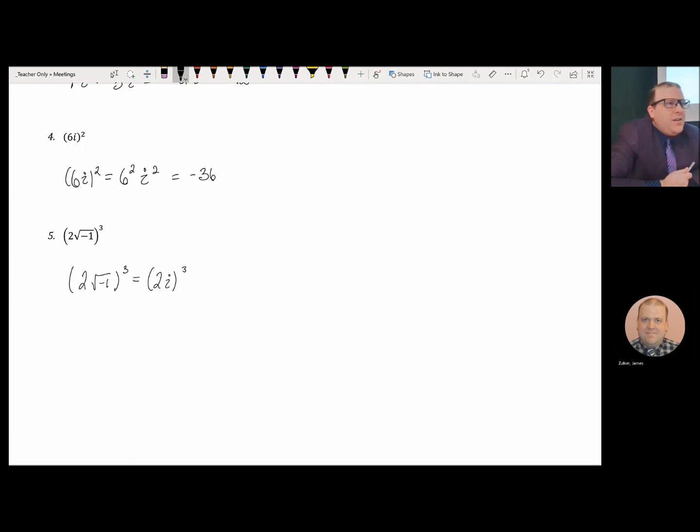Two times root negative 1 would be 2i. So this is just 2i cubed. What's 2 cubed? So this is 8i cubed. i cubed is i squared times i, which is negative i. So we get negative 8i.